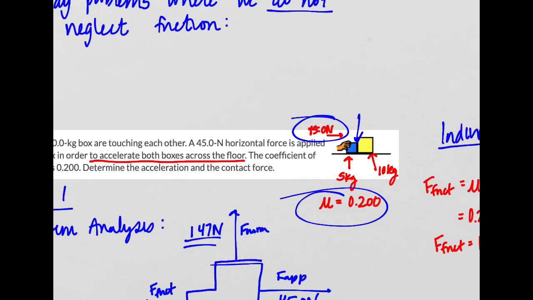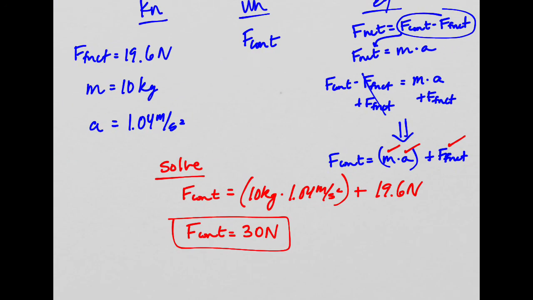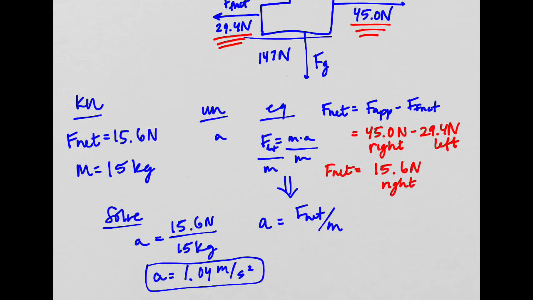So, if I wanted you to write what you've discovered in sentence form, what you would say is that there are two boxes. The first box with 5 kilograms is pushing against the second box, which has 10 kilograms of mass. Sorry, not the friction force, the contact force between the two boxes is 30 newtons. And the boxes are being pushed with a force that causes an acceleration of 1.04 meters per second squared.